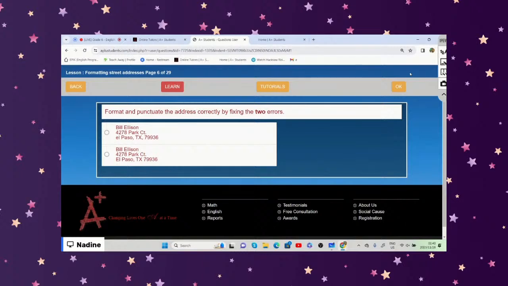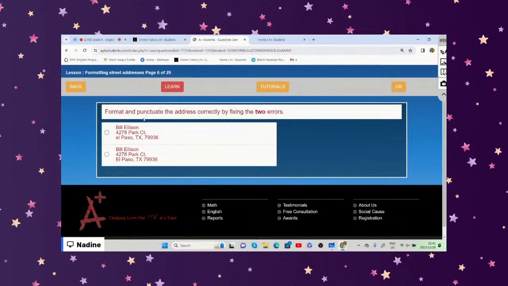So if we look at the first one, it is addressed to Bill Ellison. The street address is 4278 Park CT, and we put our endpoint. So we need to format and punctuate the address correctly by fixing 2 errors, right?